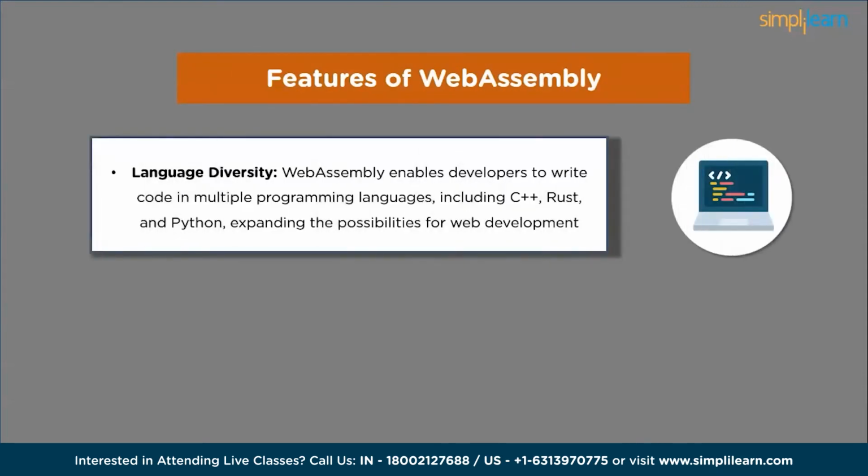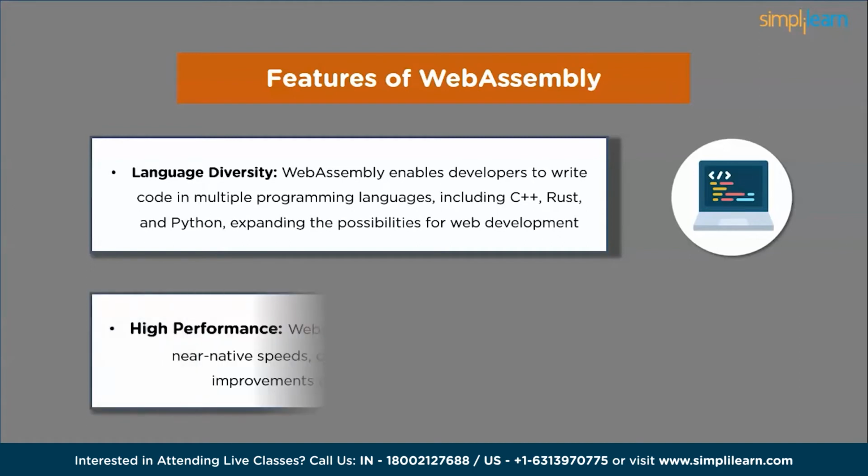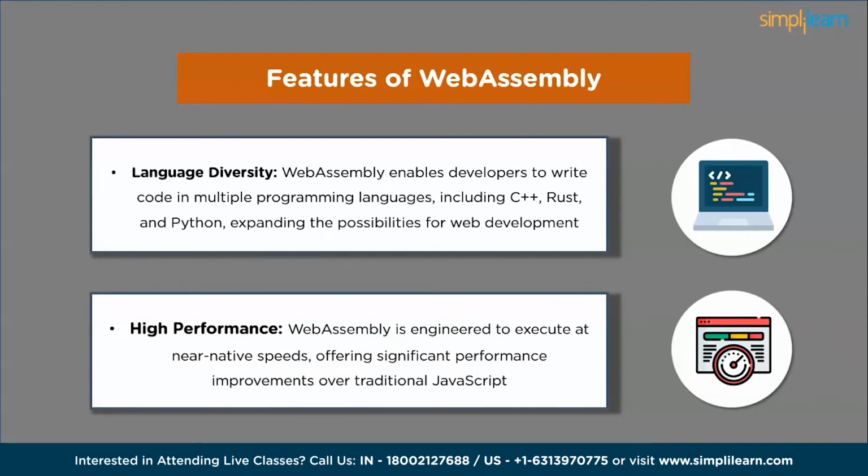The first one on our list is language diversity. WebAssembly enables developers to write code in multiple programming languages including C++, Rust, and Python, expanding the possibilities for web development. This language diversity empowers developers to leverage their preferred language and existing code bases, resulting in more efficient and powerful web applications. The next we have high performance.